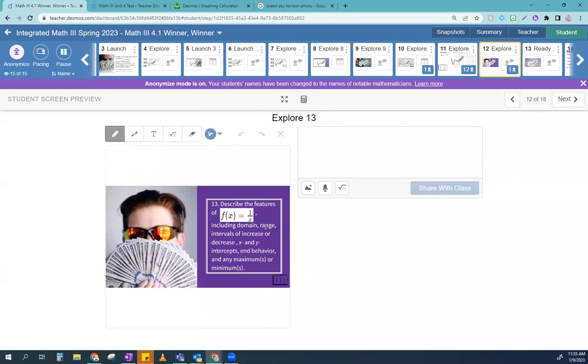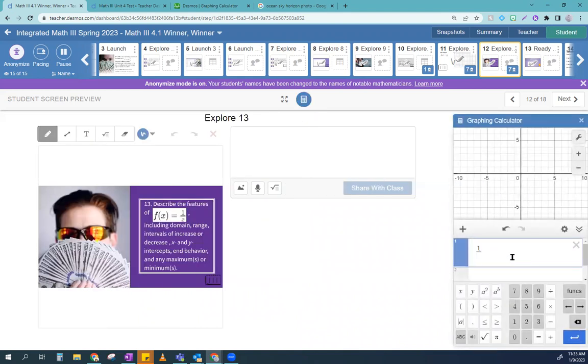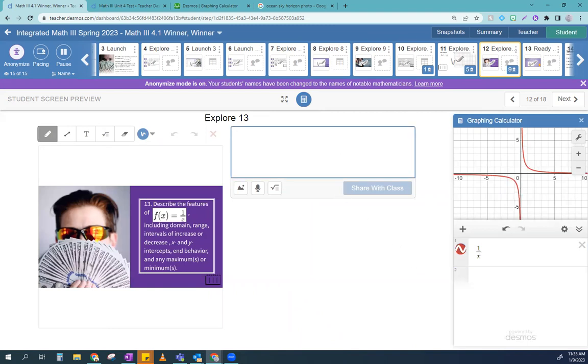So describe the features of 1/x, including domain, range, intervals that increase and decrease, x and y intercepts, behavior, and any max or mins. This is where you all know part of it, but not all of it, and I want to make sure that we know all of it. Domain, again, you look from left to right, and you're looking for any numbers that you can't have. So what numbers did we just talk about that we can't plug in? Yeah. So we're going to say all real numbers except 0.